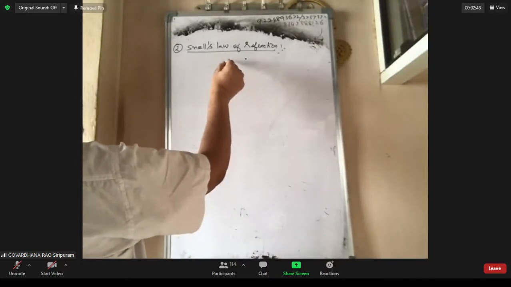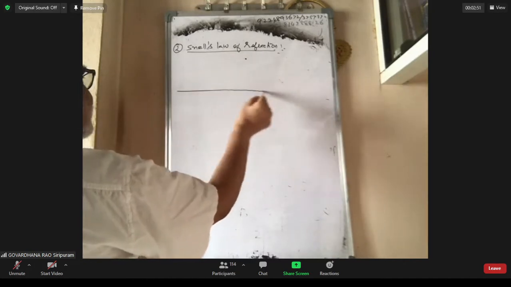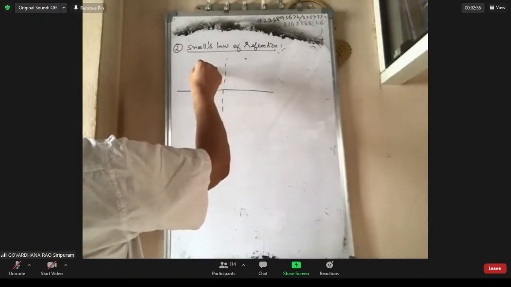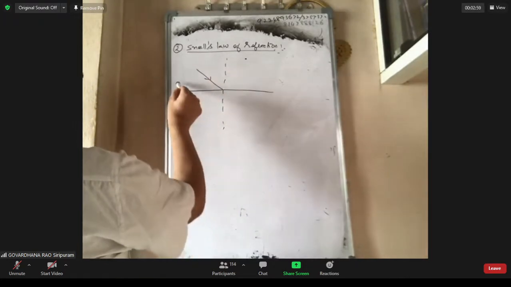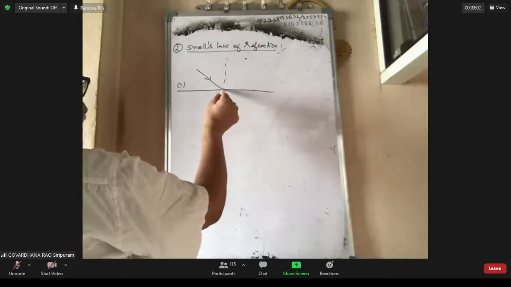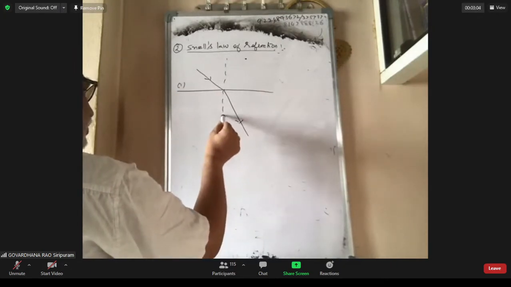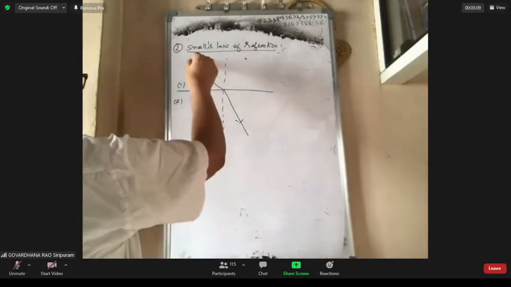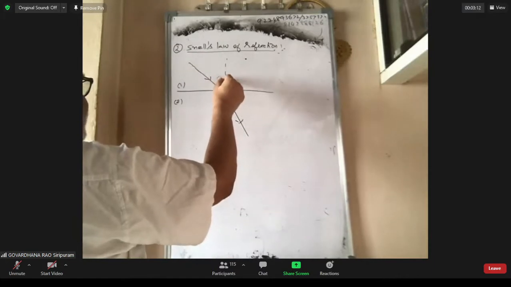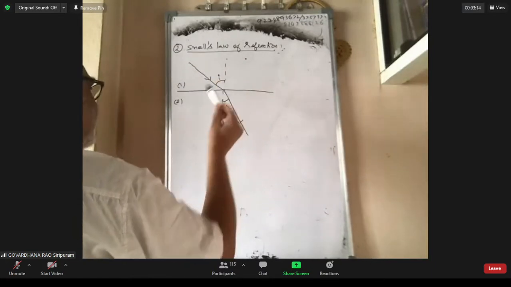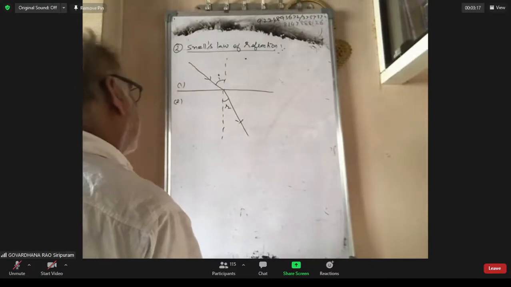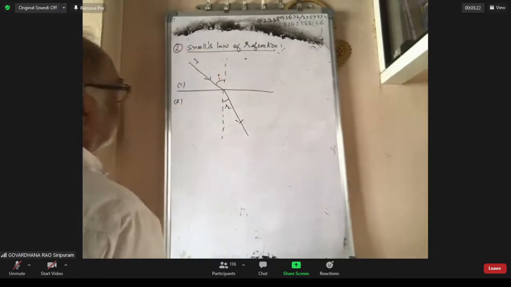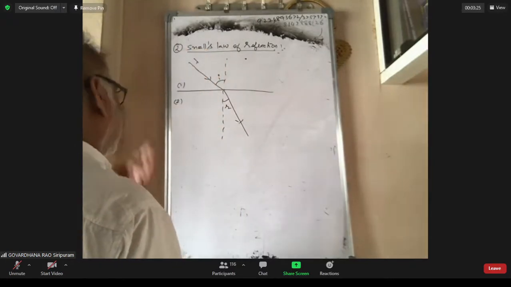See, this is the normal. A light ray is coming from one medium and goes to medium 2. So when the light ray enters from medium 1, it goes to medium 2. Now this is the wavelength of light.